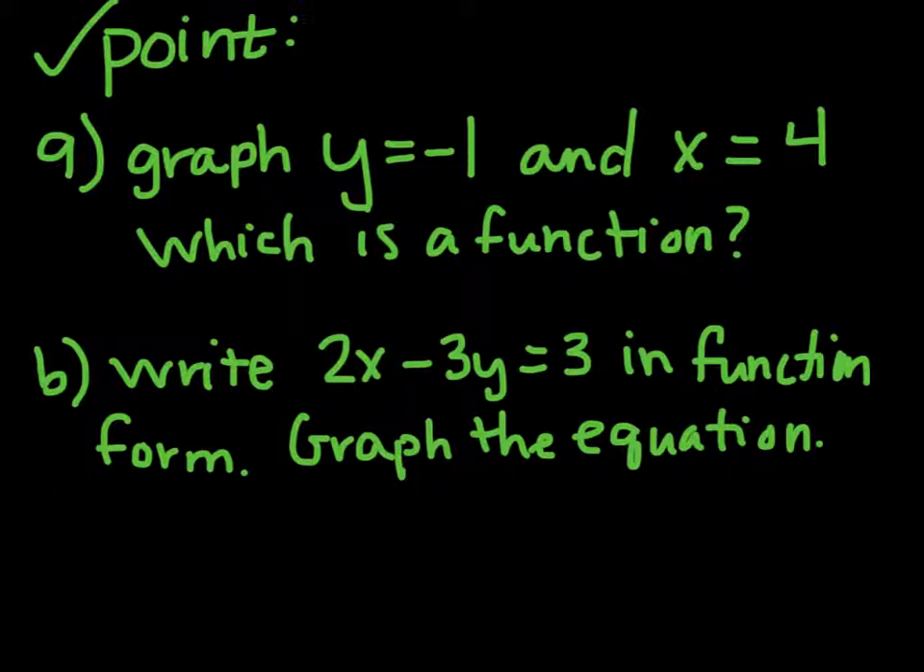Okay, folks, here are your final 2 checkpoint problems for this chapter. For number 9, please graph y equals -1 and x equals 4. You may do this on the same coordinate plane. Then tell me which of these is a function. Finally, write 2x minus 3y equals 3 in function form, and then graph the resulting equation.